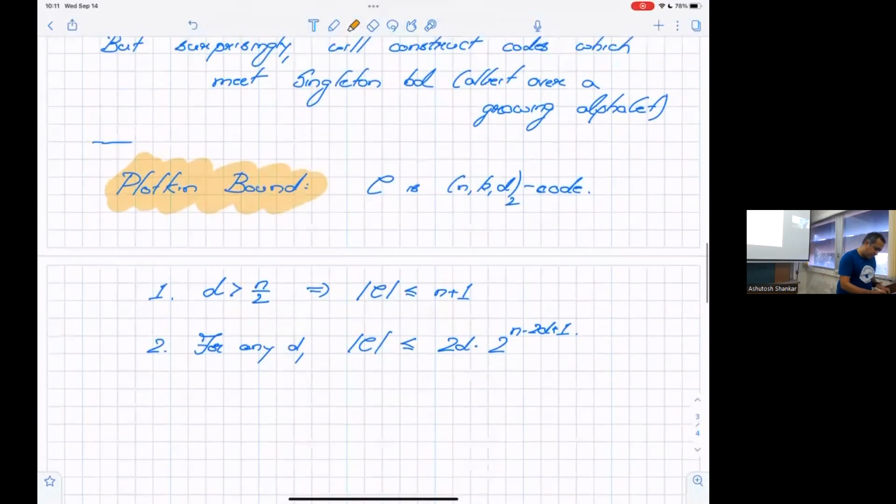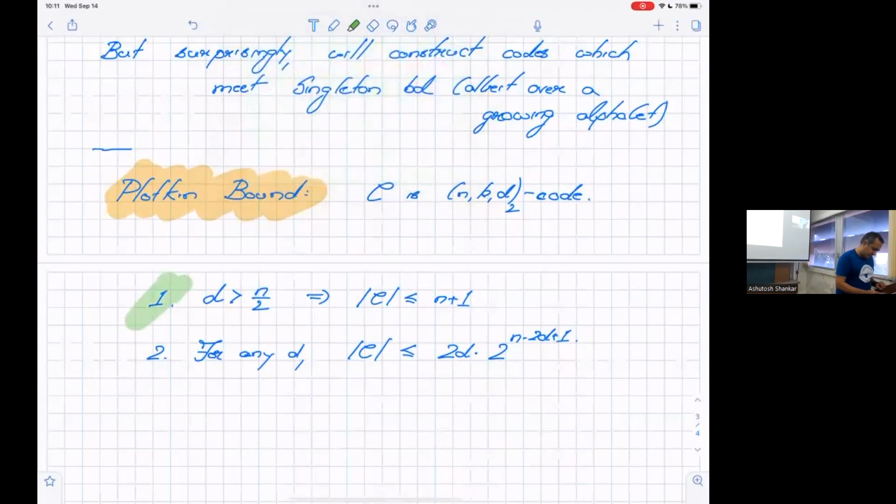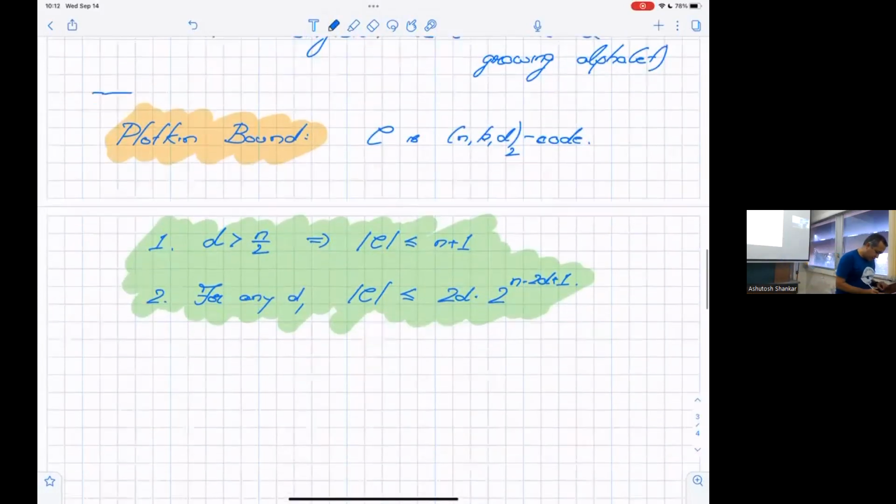The name Plotkin bound is not known in either of these forms, but it's stated enough. The first one is called the Plotkin bound. The second one, let's state the Plotkin bound in the asymptotic notation. So what will happen if we write this in the asymptotic notation? Before we prove it, let's do that first.